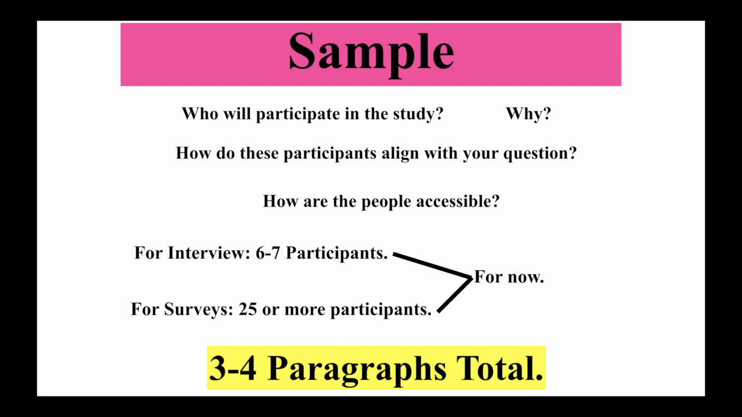And lastly, you're going to look at sample. So who will participate in the study is an extension of that, and why, and how did these participants align with the question. And how are the people accessible? So you're going to basically look at, this is going to be my sample size. This is going to be my sample population. For an interview, I want everybody's goal to be 6 to 7 participants. For surveys, I want 25 or more participants.